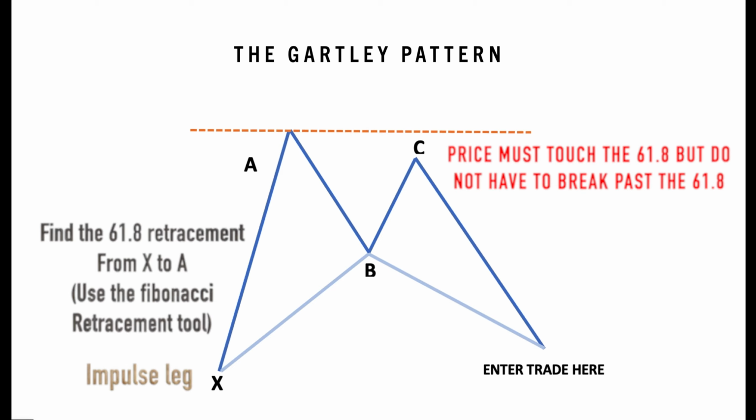So now we have to identify the C point. During this time, price action must go from A to B and touch the 61.8 retracement from A to B. But if price does not push past point A, then it is considered a valid C point. If price pushes past A, it is considered invalid. And once all those points have been identified correctly, then you would have a valid Gartley pattern.